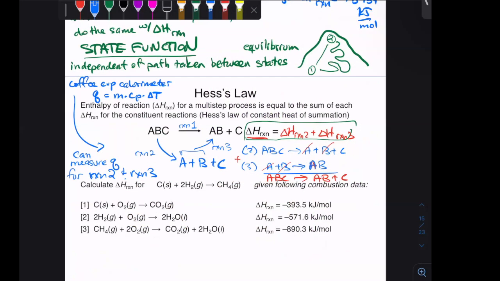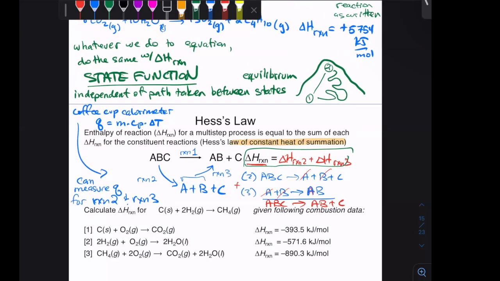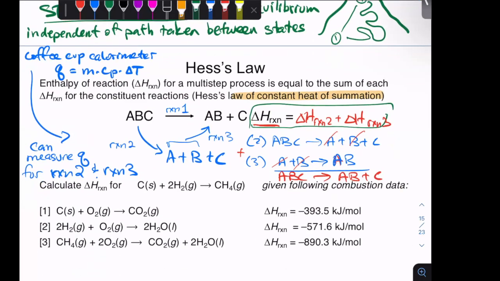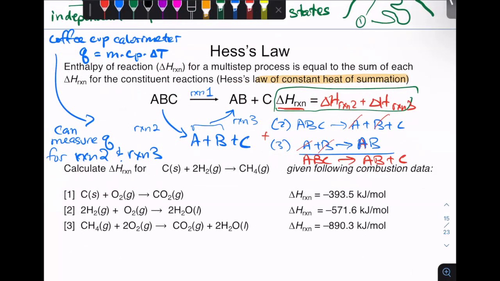So Hess's law, another name for Hess's law is the law of constant heat of summation, which basically means adding up the enthalpies. Whatever manipulation we do to equation 1 and equation 2 or 3 or 4, whatever we need to do to explain the reaction that we want to measure the enthalpy of, in this case reaction 1, ABC going to AB plus C.